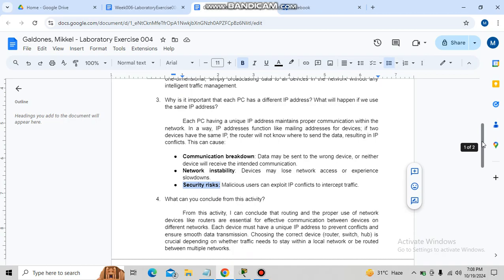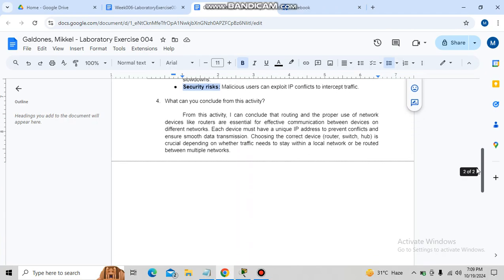I can conclude that the routing and the proper use of network devices like routers are essential for effective communication between devices on different networks. Each device must have a unique IP address in order to prevent conflicts and ensure smooth data transmission. And then finally, choosing the correct device is crucial depending on whether traffic needs to stay within the local network or be routed between multiple networks.